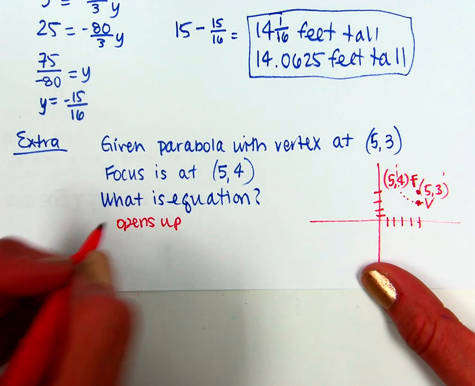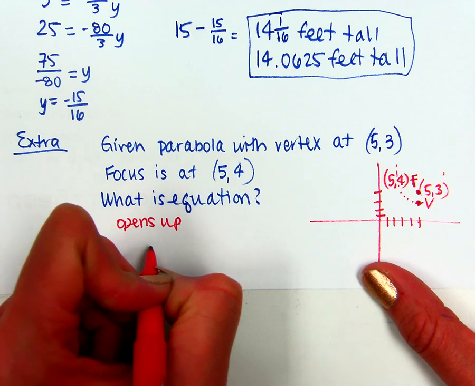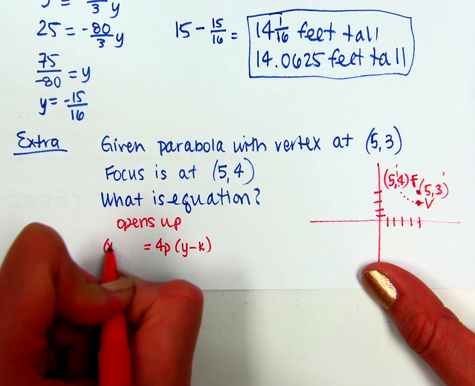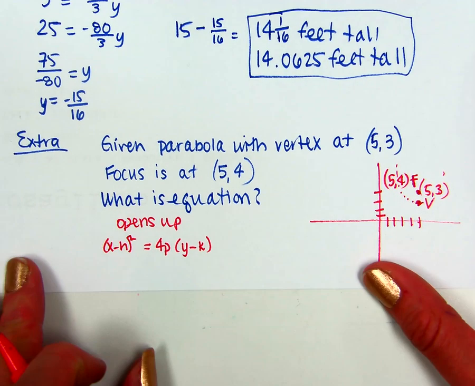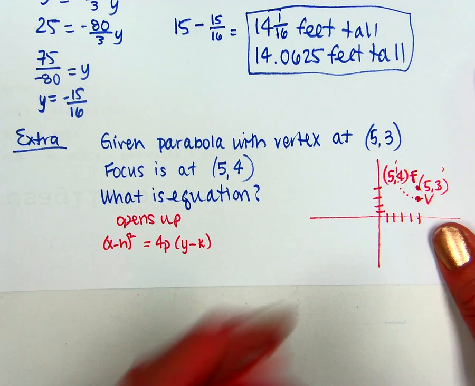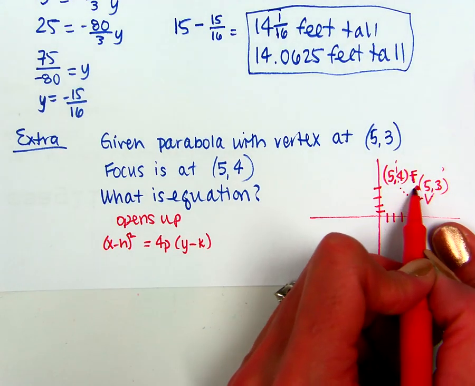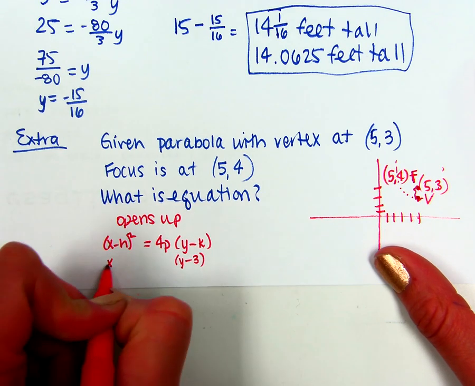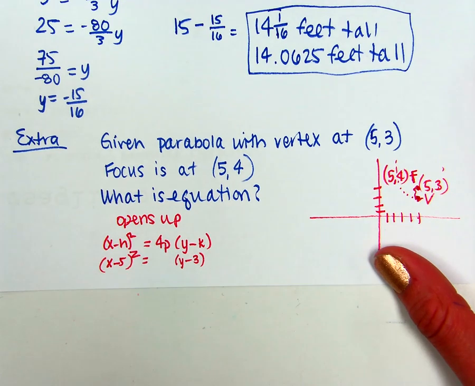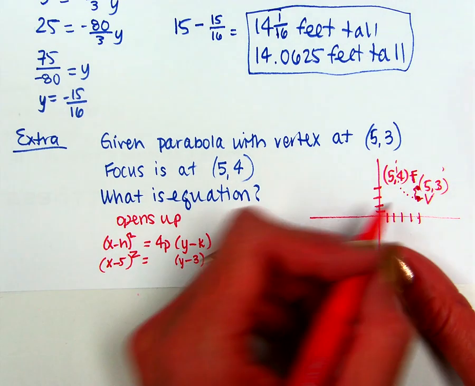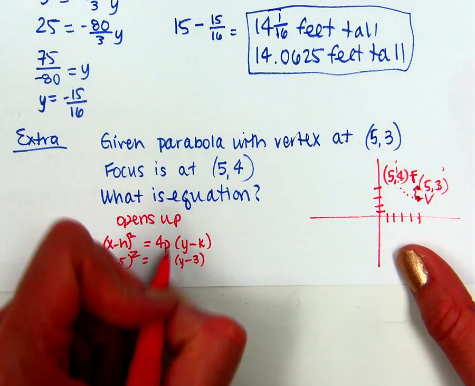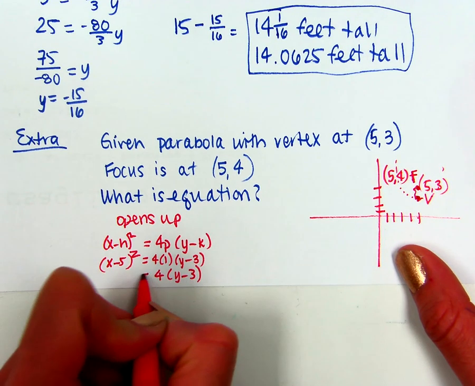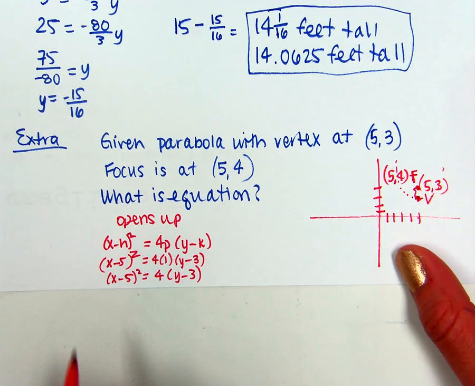If it opens up, I know that it has to be the format 4p times y minus k equals x minus h squared. Okay, so how far is p and where's my vertex? Well, the vertex was given to you, so we know it's y minus 3 and x minus 5 squared. And for p, well, p is the distance between the focus and the vertex, so that would be 1. So this should be 4 times y minus 3 equals x minus 5 squared.